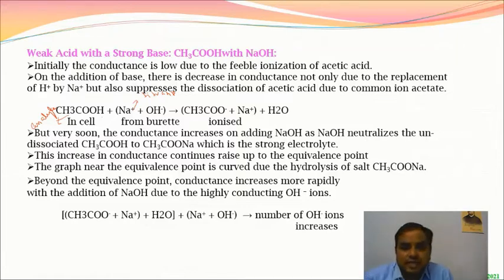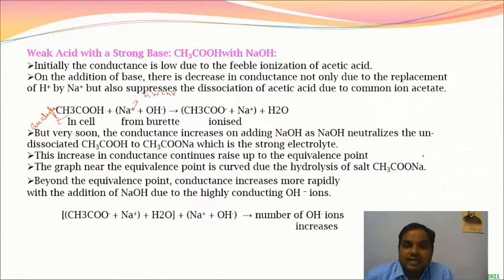Here, initially the conductance is low due to the feeble ionization of acetic acid. On the addition of the base, there is a decrease in conductance, not only due to the replacement of H plus by Na plus, but also because it suppresses the dissociation of acetic acid. Why? Due to the common ion acetate, it decreases slightly. But after decreasing slightly, very soon, what happens?